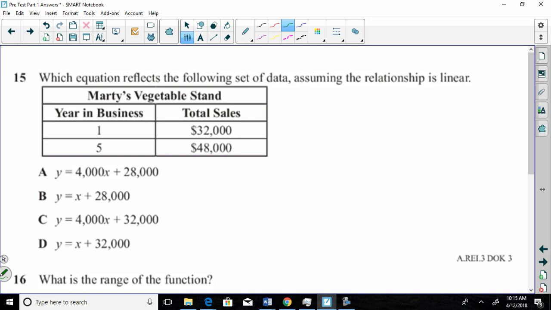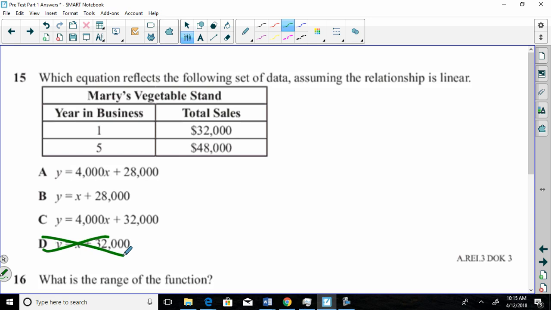Well, you plug in 1 for x. And what should your answer be? 32,000. Make sure you try both. So if I plugged in 1, let's try it. If I plug in 1 plus 32,000, do I get 32,000? No, right? Okay, 32,001. So I know that's not it.